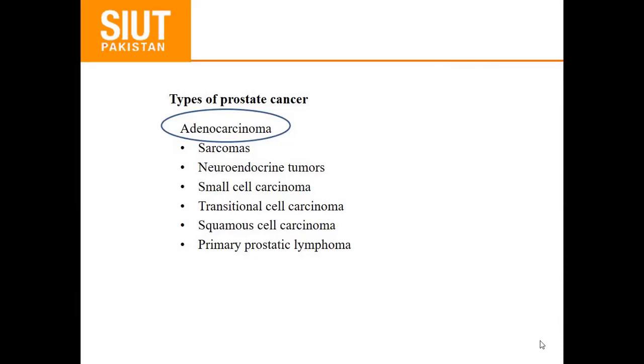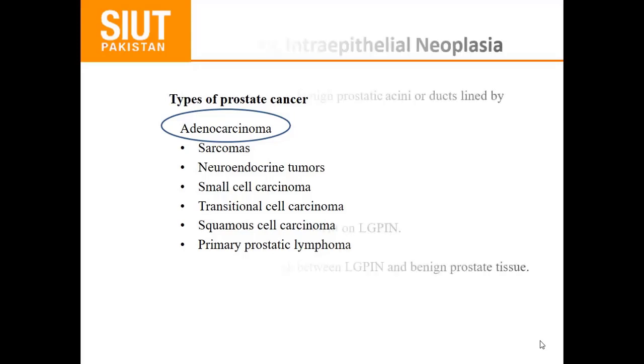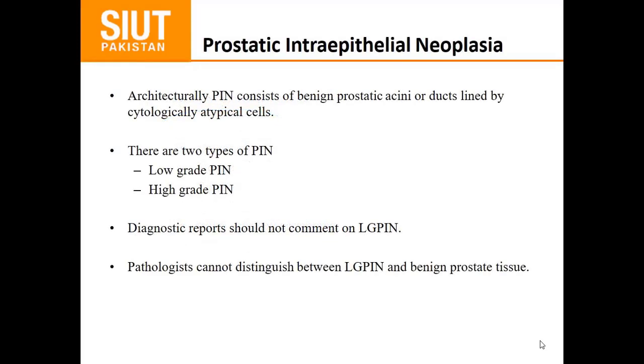Types of prostatic cancers: adenocarcinoma, sarcomas, neuroendocrine tumors, small cell carcinoma, transitional cell carcinoma, squamous cell carcinoma, and primary prostatic lymphoma. Today we are discussing adenocarcinoma. Prostatic intraepithelial neoplasia, PIN. Architecturally, PIN consists of benign prostatic acini or ducts lined by cytologically atypical cells. There are two types of PIN: low-grade PIN and high-grade PIN. Diagnostic reports should not comment on low-grade PIN. Pathologists cannot distinguish between low-grade PIN and benign prostatic hyperplasia.